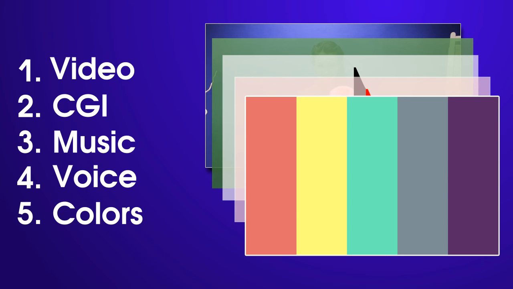So those are the 5 components that are going to be used in a promo video or video commercial if you're going to create it. The video layer, the 3D object that you're going to import and blend with the video layer, music in the background, the voice file read by a professional voice actor, and the color palette, which is the range of colors.